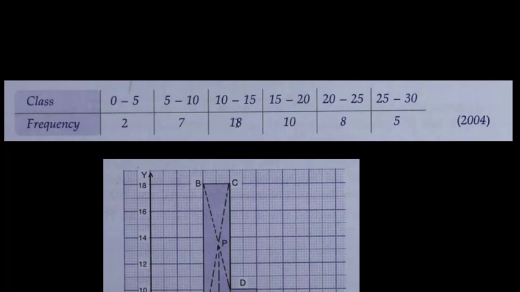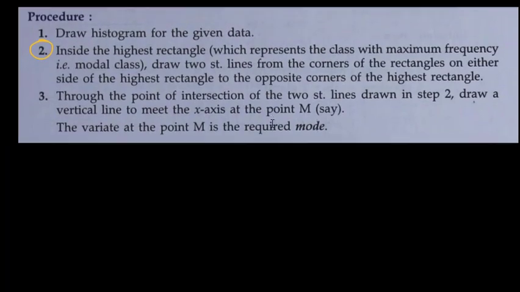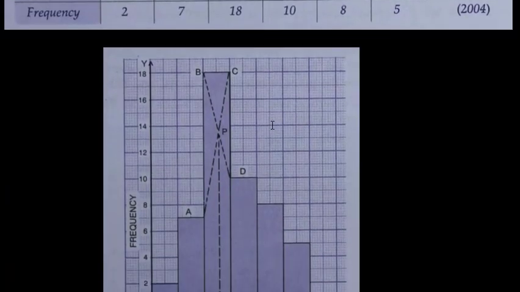Now this highest frequency 18 indicates that numbers between 10 to 15 are repeating the maximum number of times, that is, they are repeating 18 times. But which number is repeating the maximum number of times, we don't know. We have to estimate that, we have to find it out. So what is our first step? The first step was to draw the histogram. So let us first concentrate on drawing the histogram.